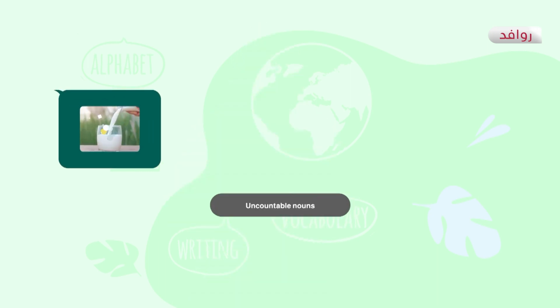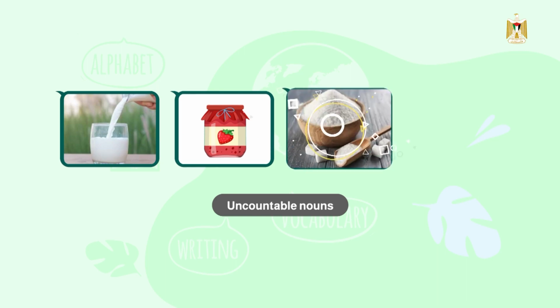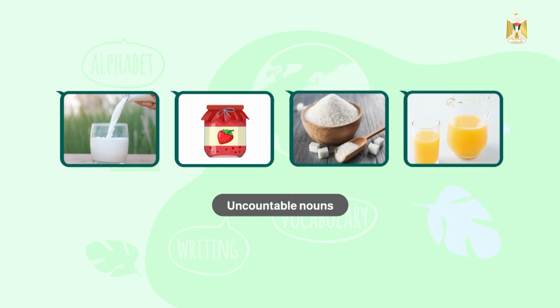Now, look at these pictures. Milk, strawberry jam, sugar, juice. Can we count sugar? No. Some nouns can't be counted. We call them uncountable nouns. بعض الأسماء لا يمكن عدها وتسمى الأسماء غير المعدودة.